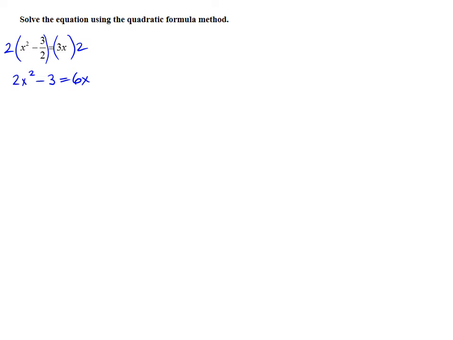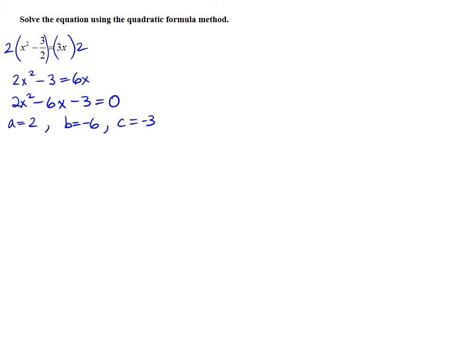Now we don't have 0 on one side, so let's move that 6x over. Remember to write in descending order. So we're going to get 2x squared minus 6x minus 3 equals 0. Now that we have 0 on one side, pick out a, which would be 2 because it's the coefficient of x squared. B would be negative 6, the coefficient of x. And c would be negative 3.